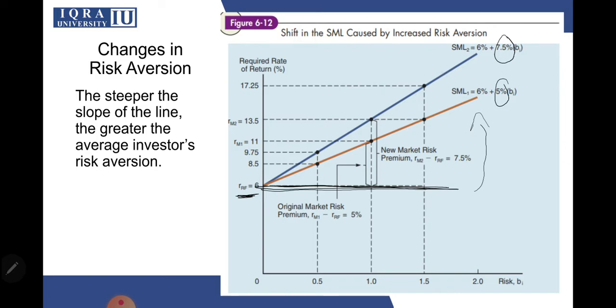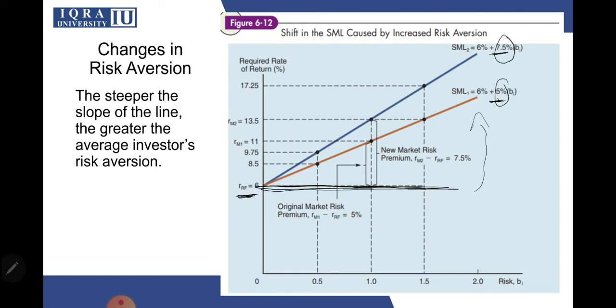Okay, so investors are generally risk averse. There will be a risk premium, and the greater the risk aversion, the steeper will be the slope of your SML. Like over here, first the slope was 5%, now the slope is 7.5%. So previously investors were demanding a risk premium of 5%, but now because they are more risk averse, they are requiring a market risk premium of 7.5%.